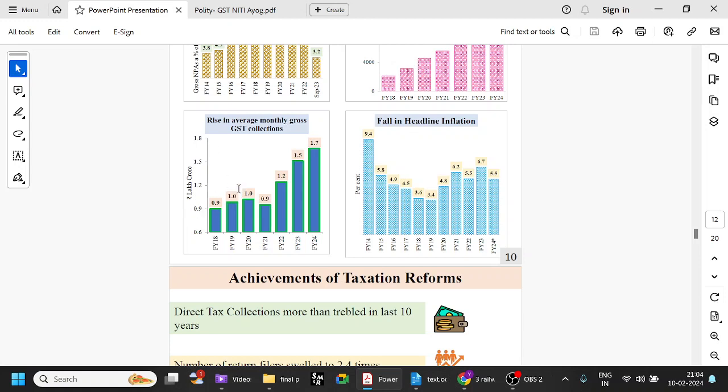It was introduced in 2017, right? So from 2017, it started from 0.5 something, and now it has reached 1.5. So there has been a steady increase. And in fiscal year 2024, it is expected to be at 1.7. Basically, 1,70,000 crores every month. This is monthly, right? Yes, every month. So every month they are getting 1.7 lakh crore. Remember that. It can be asked also.